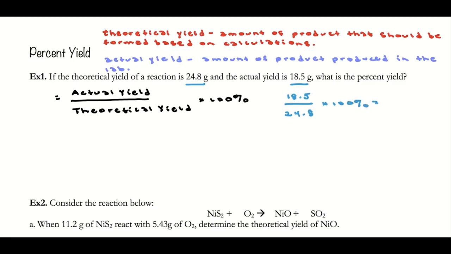And what I get, so notice 18.5, I'm going to write this answer unrounded really quickly. Okay. If you notice, 18.5 has 3 sig figs, 24.8 has 3 sig figs, so this is going to round to 1, 2, 3 sig figs. So my answer is going to be 74.6%. Okay, so not bad, not 100%, but it could be a lot worse of a percent yield. All right, let's look at the next problem.